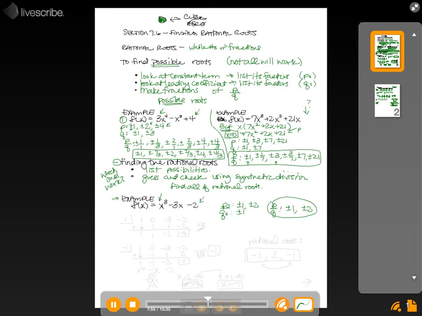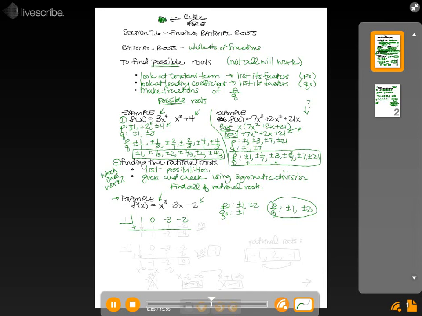So we're going to set up synthetic division. We have a shelf. We're going to list out our coefficients. Remember, if you are missing things, you need to list out placeholders. So I'm going to start with a 1 for the x cubed. There is no x squared, so that's a 0. The x would be negative 3. And then the constant's negative 2. Now we're just going to guess and check. You pick from the list of p over q's that you've come up with, and you see if they work. And if it doesn't work, you go back and try again.